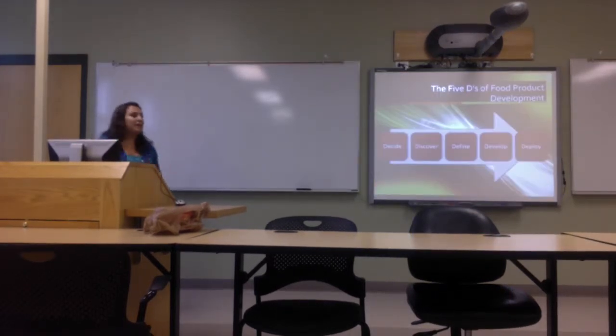It's easy to break down food product development into 5 major sections. I know it sounds a little dorky because there are 5 Ds to almost everything, but the 5 Ds of food product development are decide, discover, define, develop, and deploy.